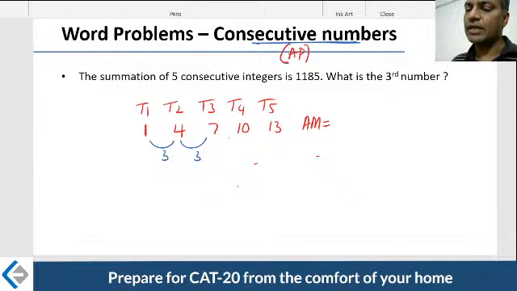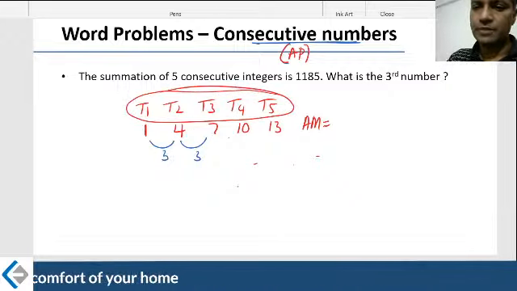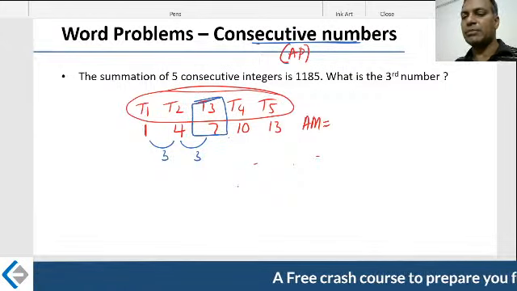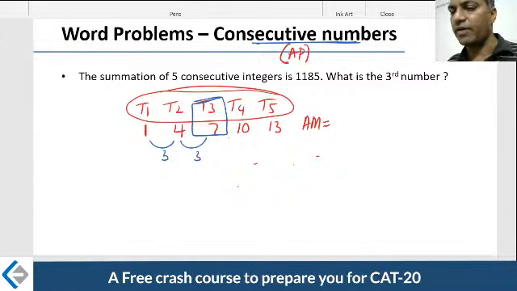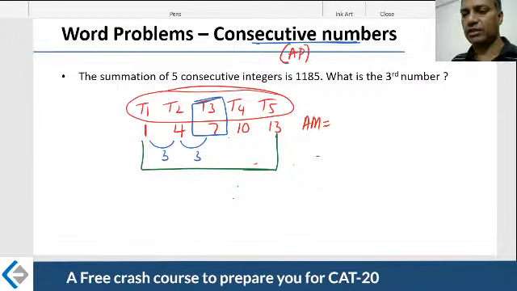So what is arithmetic mean? If there are an odd number of observations, how many observations are here? Only 5 observations. If there are an odd number of observations, the middle term is nothing but the arithmetic mean. That is one way of finding the arithmetic mean, right? Hey, what is the other way? You can add the first term and the last term, divided by 2. That is another way of finding the arithmetic mean.